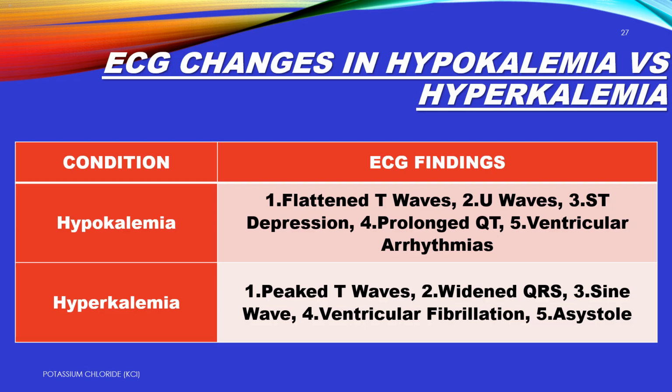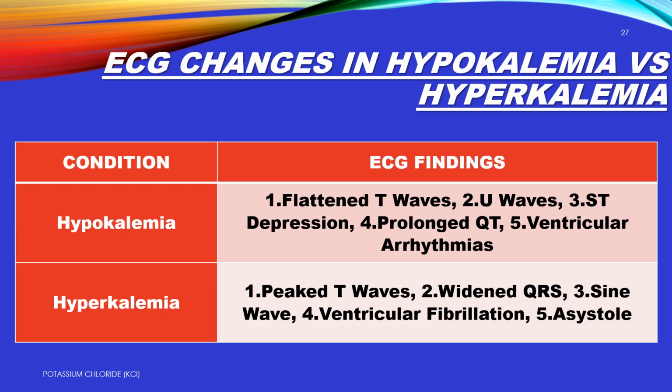4. Prolonged QT. The QT interval can become prolonged, increasing the risk of arrhythmias. 5. Ventricular arrhythmias. Hypokalemia can lead to potentially life-threatening ventricular arrhythmias.